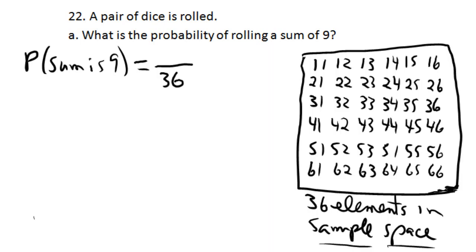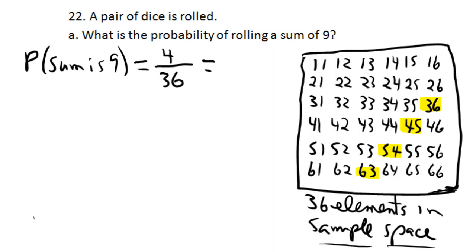But I also need to look for how many sums of 9 I get. I get a 6, 3, that's 9. I get a 5, 4, that's 9. I get 4, 5, that's 9. I get a 3, 6, that's 9. So when all is said and done, there are exactly 4 of those 36 possibilities that give a sum of 9.